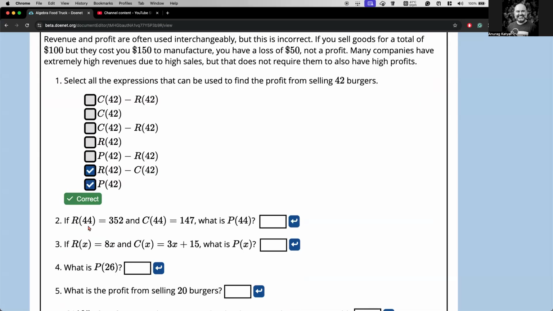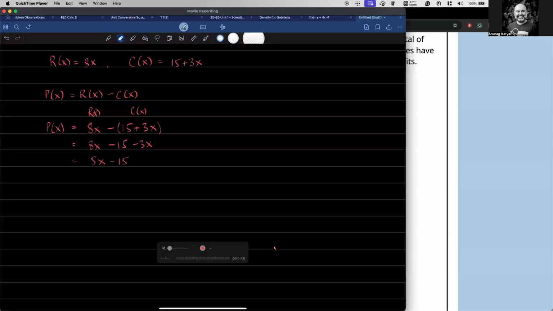Okay, if the revenue from selling 44 burgers is that, and the cost is that, how would we find the profit from selling the same number of burgers? Revenue minus cost. So what do we get? 205? Hey, so 352 minus 147 gives you 205. If I tell you the revenue function and I tell you the cost function, what is the profit function? That's what I just showed you right here. So here's how you'd come up with that.